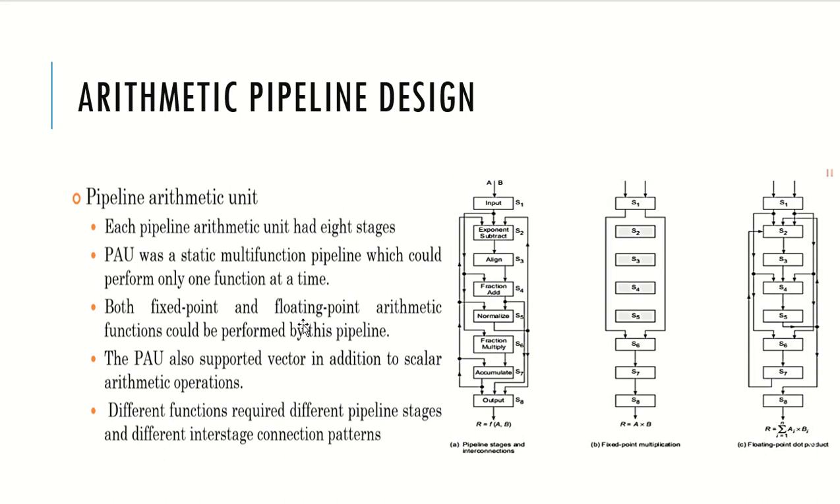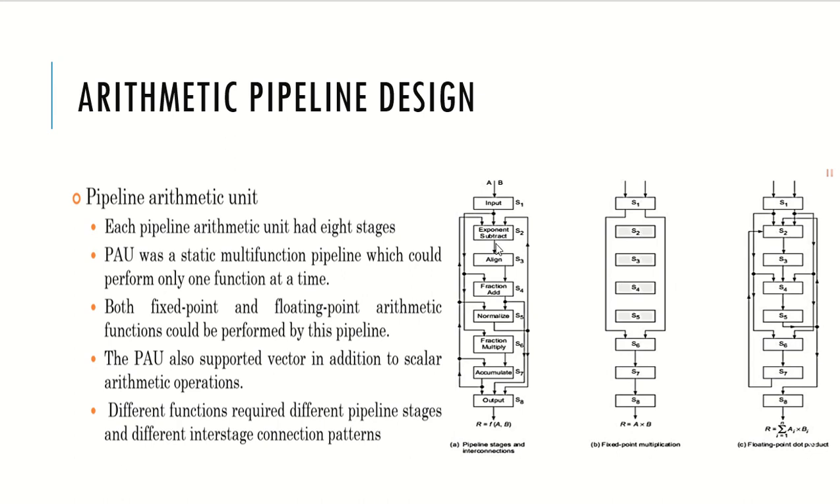So this is an example. Here you can see an arithmetic pipeline design. This is a pipeline arithmetic unit where you can see some stages and also some arrangements so that the stages can be utilized according to the functionality, whether it be addition, multiplication, division or subtraction. In the case of this particular pipeline, it has got 8 stages. In the first stage, it is going to accept the input.